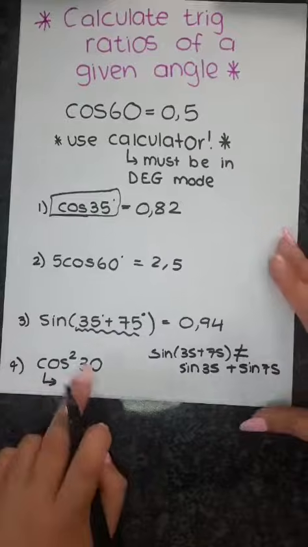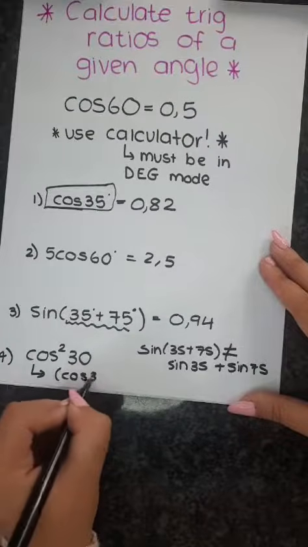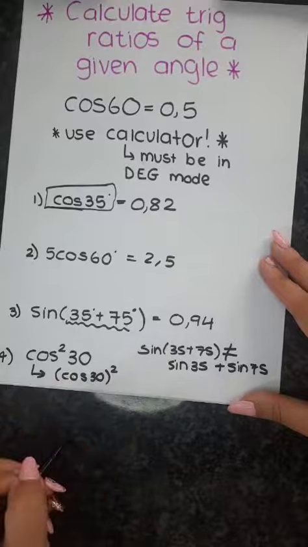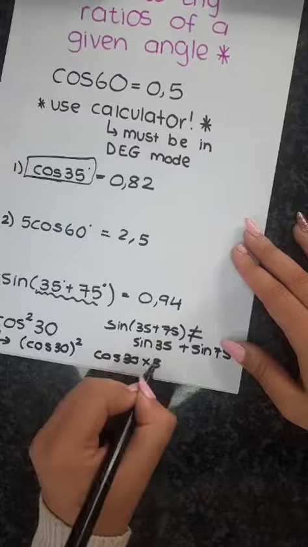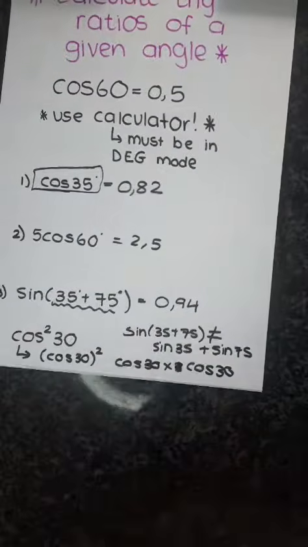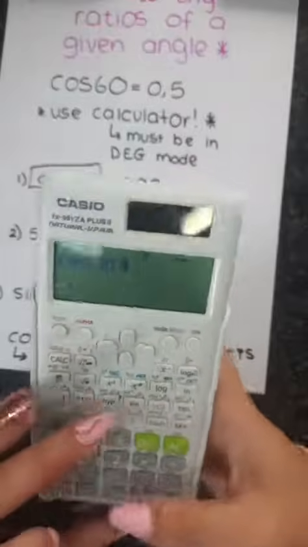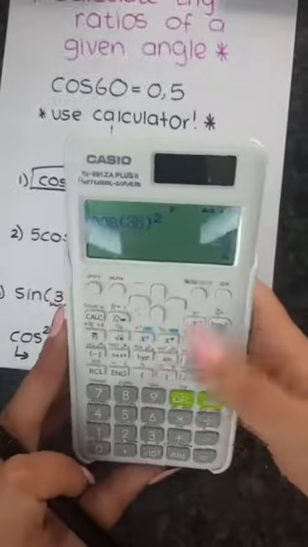Okay, cos squared 30. That is the same thing as saying cos 30 squared, which essentially is cos 30 times cos 30. In this exercise, I tell you, you're allowed to use your calculator, so we do it like that. Make sure the square is outside the brackets, please.